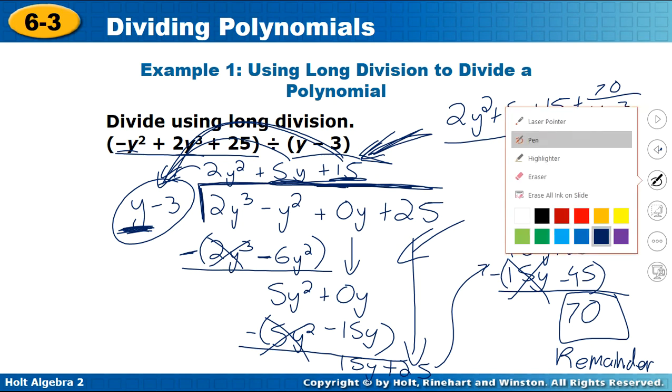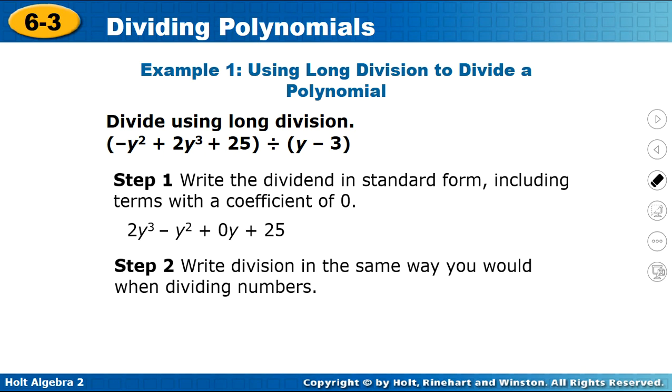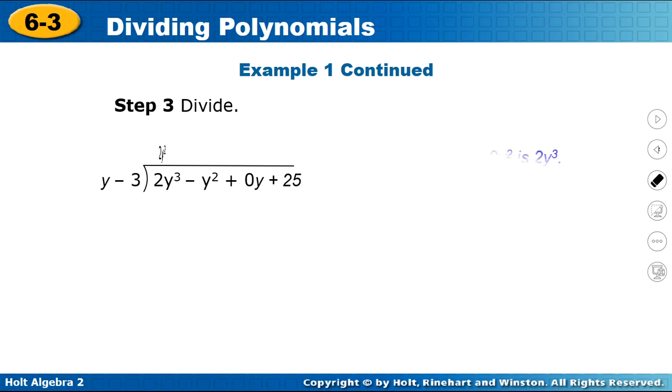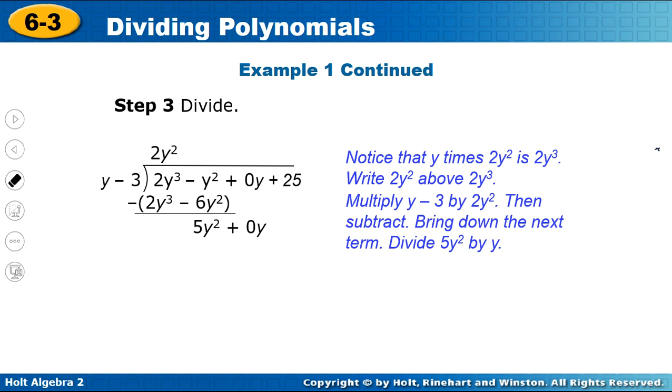I'll let you see the PowerPoint work it out. Putting it in standard form, this really outlines everything you need to do. That's how we set it up. Now you can see them solve it. Notice that y times 2y squared is 2y to the third, so that's why they put the 2y squared at the top. And then they multiply the 2y squared to both y and negative 3. That's how they got this right here.